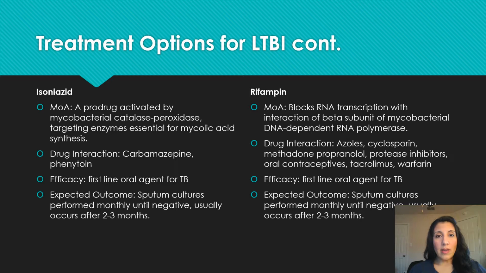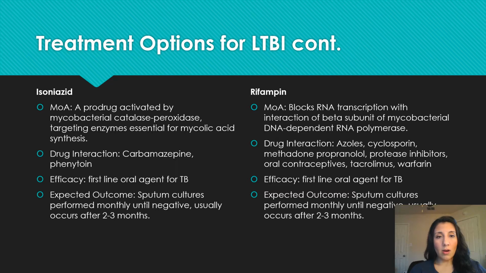Isoniazid is a prodrug activated by mycobacterial catalase peroxidase, targeting enzymes essential for mycolic acid synthesis. Inhibition of this will lead to bacterial cell wall disruption. Drug interactions include carbamazepine and phenytoin. This medication is a first-line drug of choice for TB. Follow-up includes having monthly sputum cultures until negative. Often this will occur 2 to 3 months after treatment.